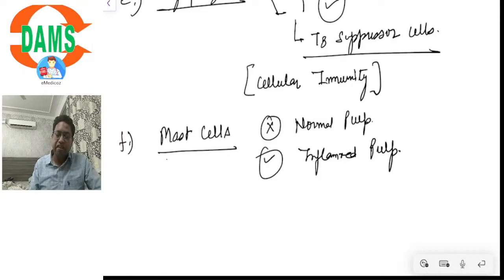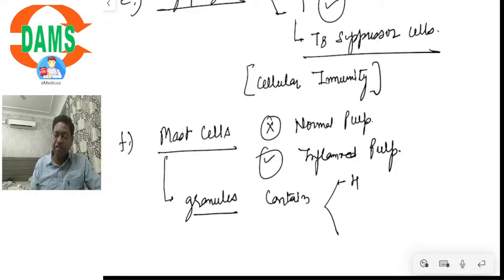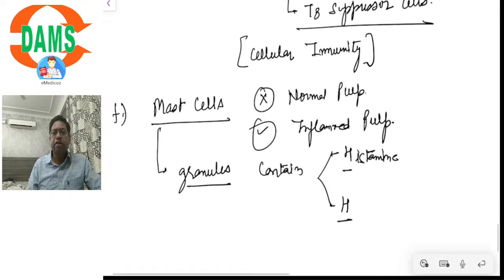The mast cells consist of granules. These granules of the mast cell contain two substances, H and H. You can remember like that. It's a mnemonic. Histamine. What is histamine? It is a vasodilator.